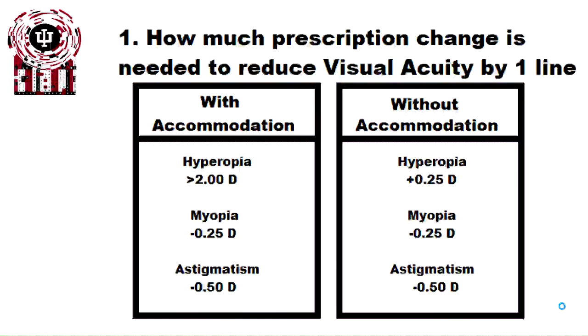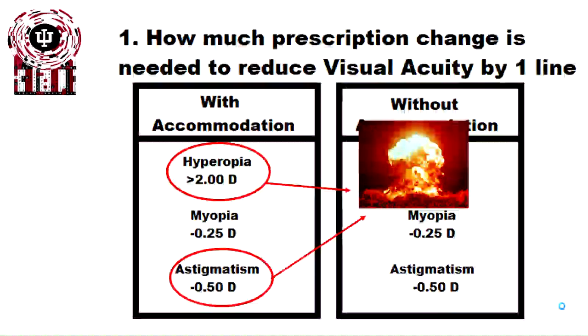Now, without accommodation, though, both hyperopia and myopia change equally. A 1/4 diopter change in refraction will reduce acuity by one line. Similarly, astigmatism, a half diopter per half diopter will change by one line. Now, what happens when we get in a situation where we have hyperopia and astigmatism? Well, that's a mess that we typically don't consider in clinic, and we just have to live with the longer prescription refraction times.